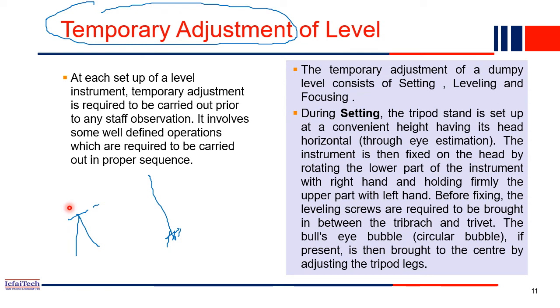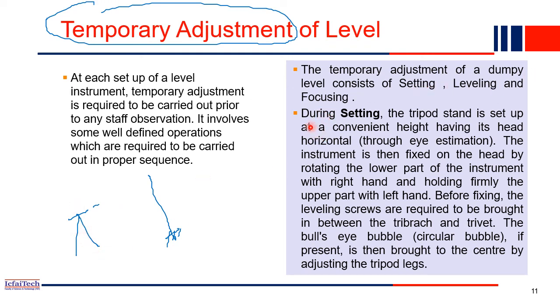Using the spirit bubble, which we have discussed earlier, we make the instrument level. That is the second part, and the third one is focusing. From the telescope eyepiece or the objective, we have to focus so that we can read what is there in the staff reading. So this is the third step, focusing. Before even taking the reading, these three things we have to do compulsorily. Whenever we change the location of this instrument, these three things have to be done first.